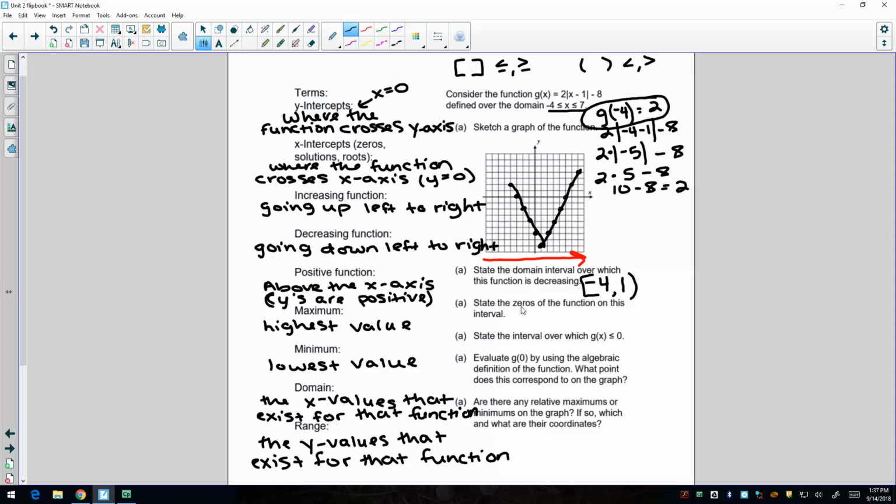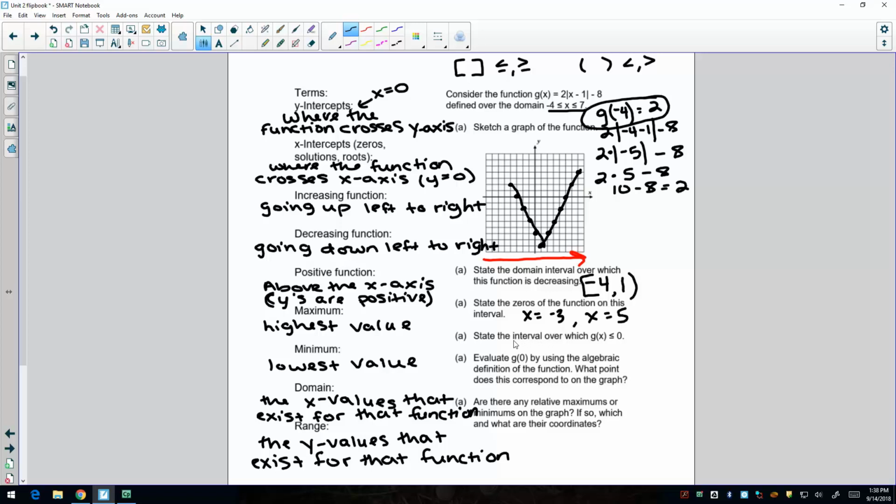So now it says state the zeros of the function on this interval. The zeros are where the graph crosses the x-axis. So the zeros are at 1, 2, -3, and 1, 2, 3, 4, +5. So the zeros are at x equals -3 and x equals 5.